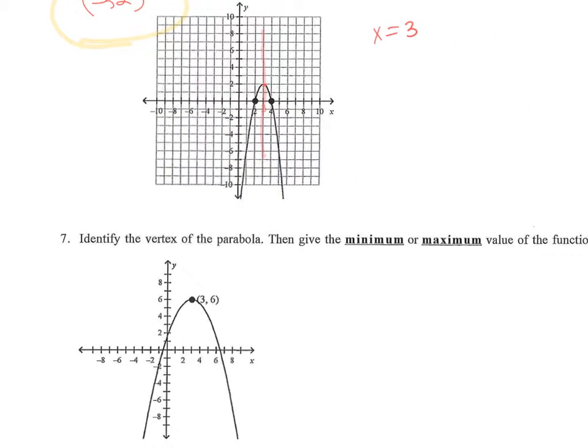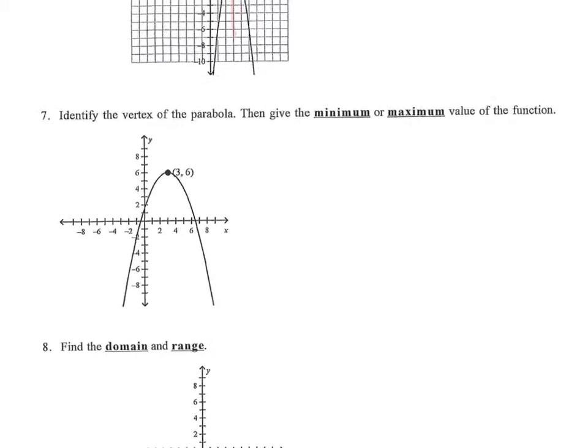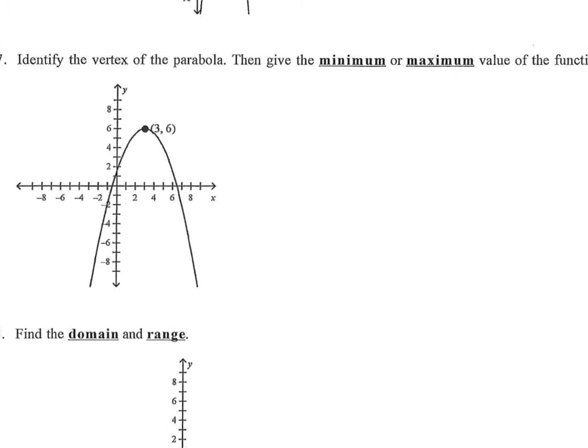Here we go. Number 7. Identify the vertex and give the minimum and maximum value of the function. Well, in here, the vertex, I hope you can see, is 3, 6.